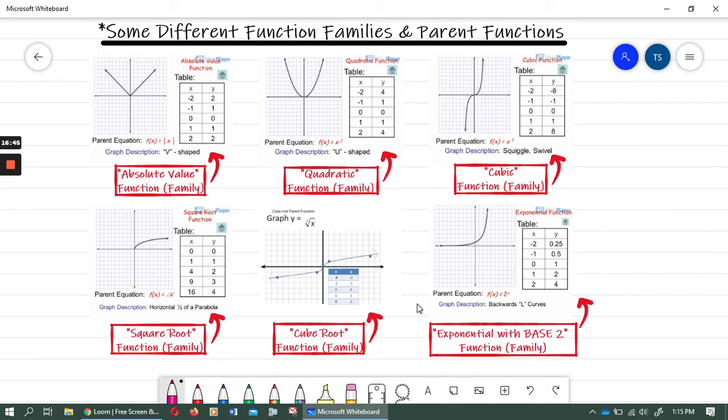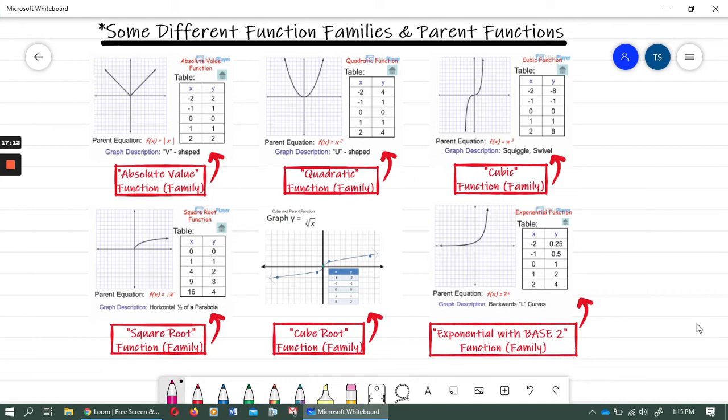Okay, and you can see here that the parent function is written as f of x equals, or y equals, 2 as the base raised to the power of x. Again, guys, you can see a table of values that includes some of the most critical points for this particular parent function, this exponential function with a base of 2.